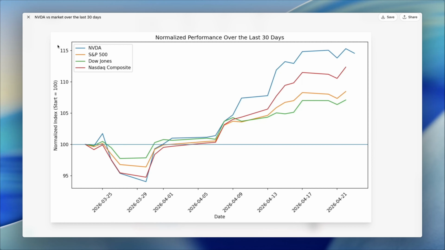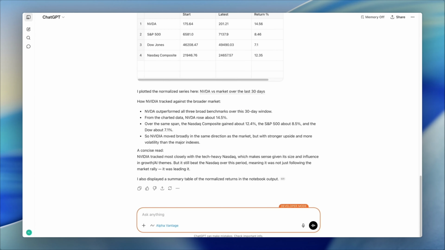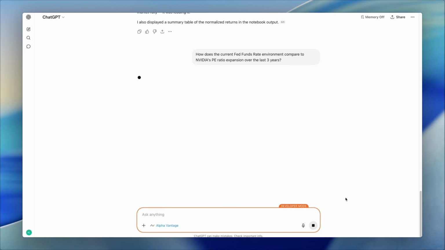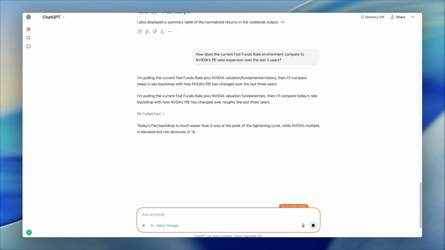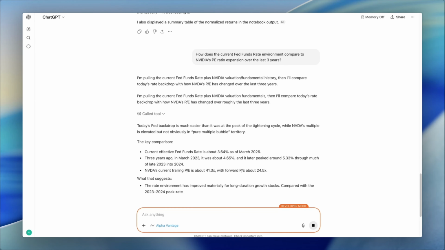Now, I'm curious whether NVIDIA's recent valuation expansion is more attributable to their earnings growth, or if it's a byproduct of price-to-earnings multiple expansion. I'll ask how monetary policy is lining up with NVIDIA's PE ratio expansion over the past few years. It looks like NVIDIA's earning power has continued to outrun the increasingly restrictive interest rate environment, which can be a good sign.